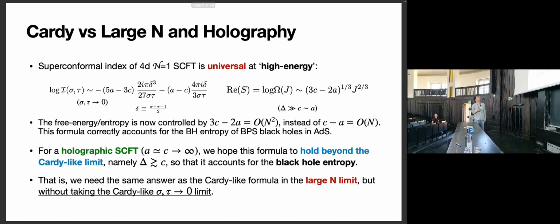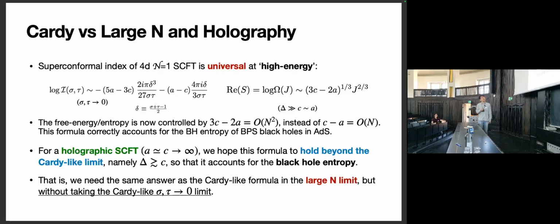So that's great. To recap, the superconformal index of a 4D N=1 CFT has this universal property at high energy, just like Cardy's formula in 2D CFT, which is controlled by the two central charges a and c. And if you take the Laplace transform and go to the microcanonical ensemble, then the entropy for fixed angular momentum scales like this. So it is governed by this funny combination of 3c minus 2a. So there's a chance that it captures something at high energy. And indeed, this is responsible for computing the black hole entropy.